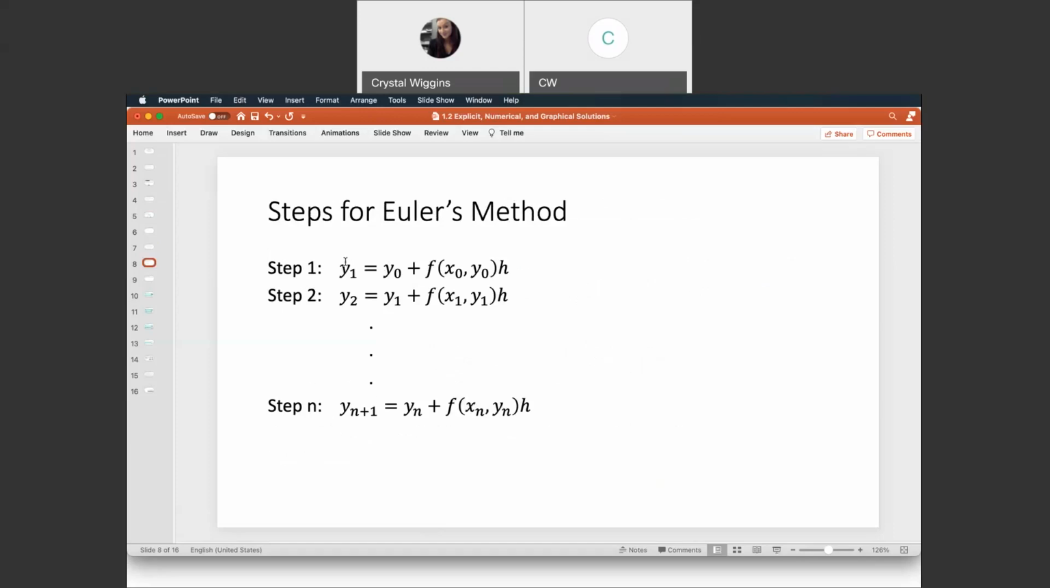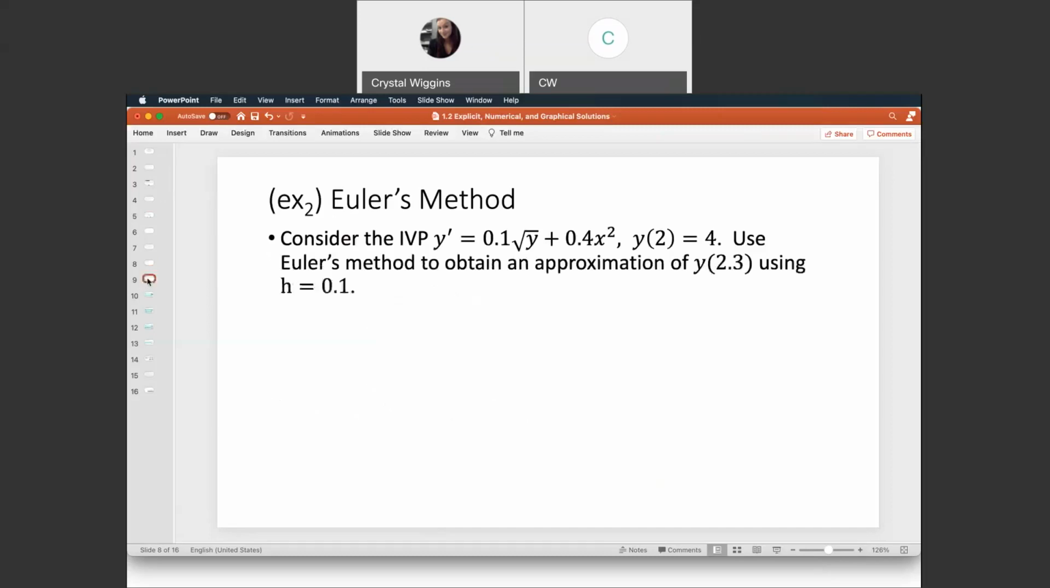So we start with an initial point to find the first y. To find the second y, we use the first y instead of the initial point. And you see how we just keep swapping out. The previous result is going to be filled into the function to find the next result. So you can't skip any steps. You have to keep going through the process because each next step is using the previous solutions.